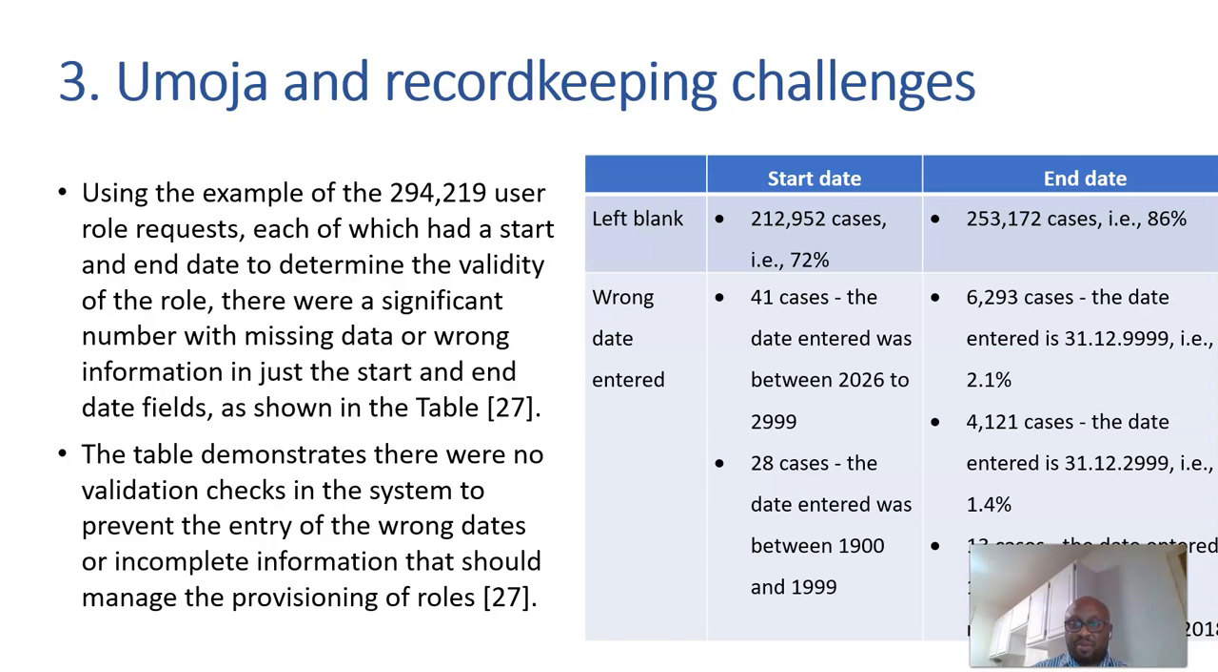In addition, looking at an example of more than 290,000 user role requests was the issue of validity of data, quality of data, as mentioned earlier. Users would request that their roles are changed, and 72% of the time, the start date for the requests is blank. 86% of the time, the end date of the request is blank. And in other instances, you have start dates that are in the future or such a long time ago in the past, for instance, 1999, 10 years before the system was launched. And these quality of data issues are quite grave in terms of managing processes within the system.